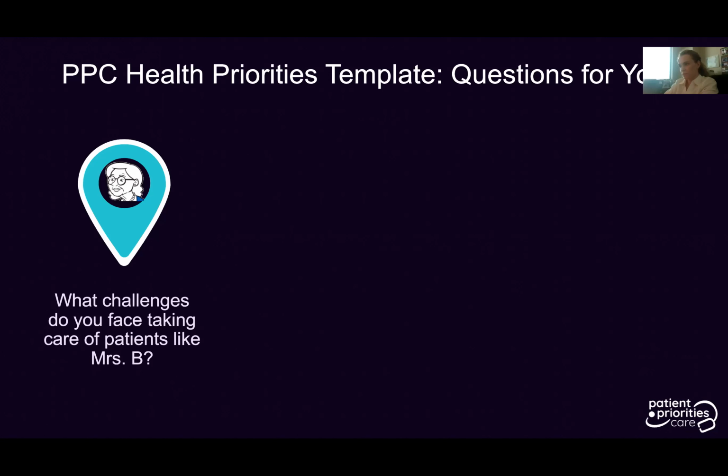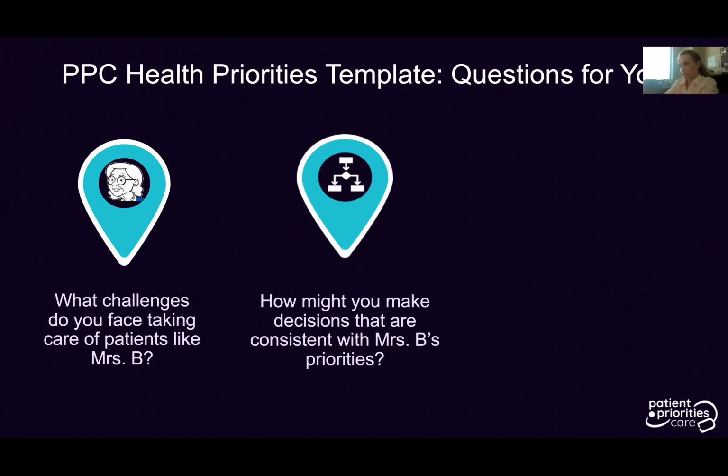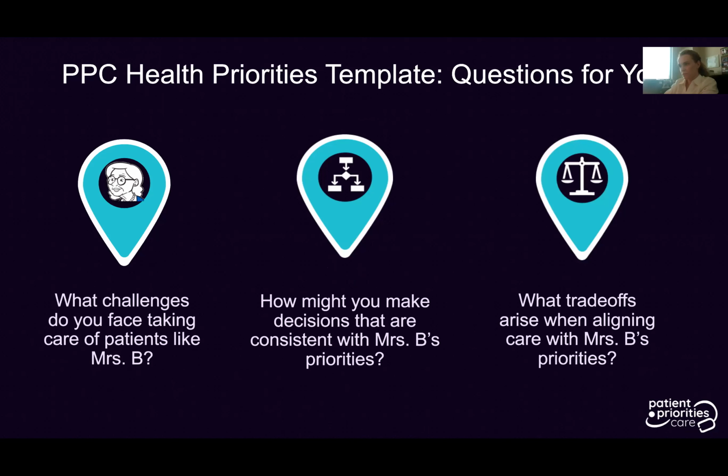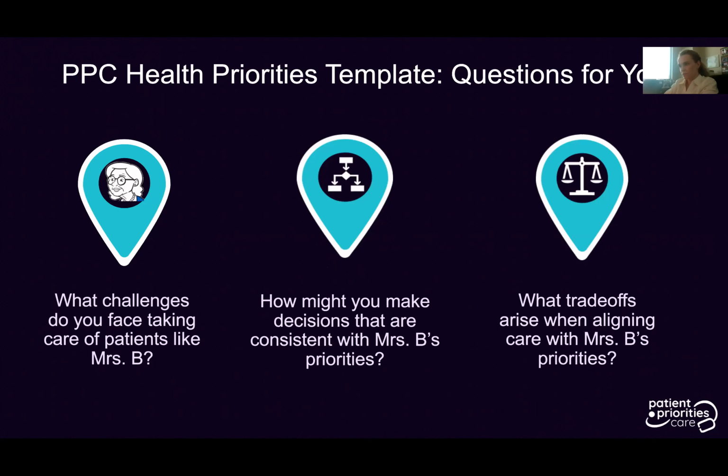So first, what challenges do you face when taking care of patients like Mrs. B? Number 2, how might you make decisions that are consistent with Mrs. B's priorities? And number 3, what trade-offs arise when aligning care with Mrs. B's priorities? So when we get to the next slides, we're going to discuss these trade-offs and their considerations. And then we're going to try to identify some strategies that you can use to get to your goals.